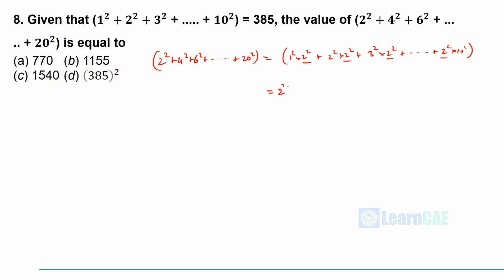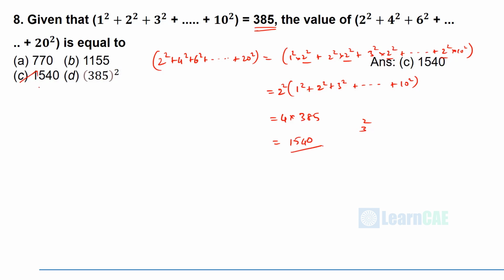So this is equal to 2 square into 1 square plus 2 square plus 3 square plus, goes on till 10 square. Now directly we can substitute this value in place of this bracket. This is equal to 4 into 385. 4 5s are 20, 4 8s are 32, 34. 4 3s are 12, 12 plus 3 is 15. So the answer is 1540, option C.